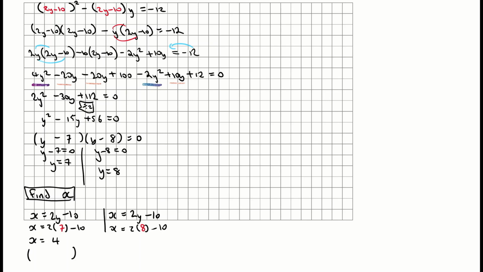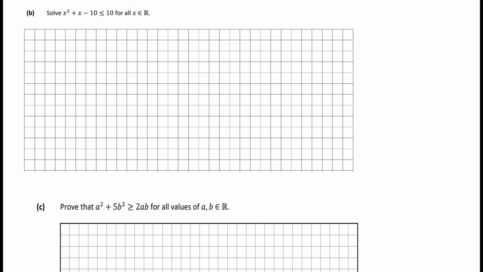So my first point is 4, which corresponds to 7 as my y. And my second value for x is 16 minus 10, which is 6. So my point there is 6 as x, 8 as y. So they're my 2 points. They're my 2 points of intersection.